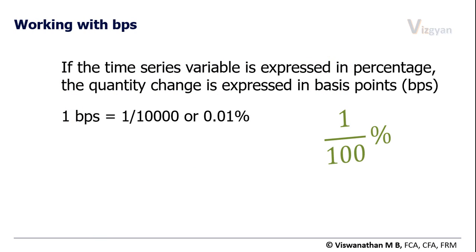And that's where I'm going to introduce you to the term called basis points, or what we in short write as BPS. Some of us even pronounce it as BIPS. If your time series variable is expressed in percentage, then the quantity change is typically expressed in basis points. 1 basis point equals 1 by 10,000 or 0.01%. Simply, 1 basis point is 1 by 100th of a percentage. And what that means is 100 basis points makes 1%.